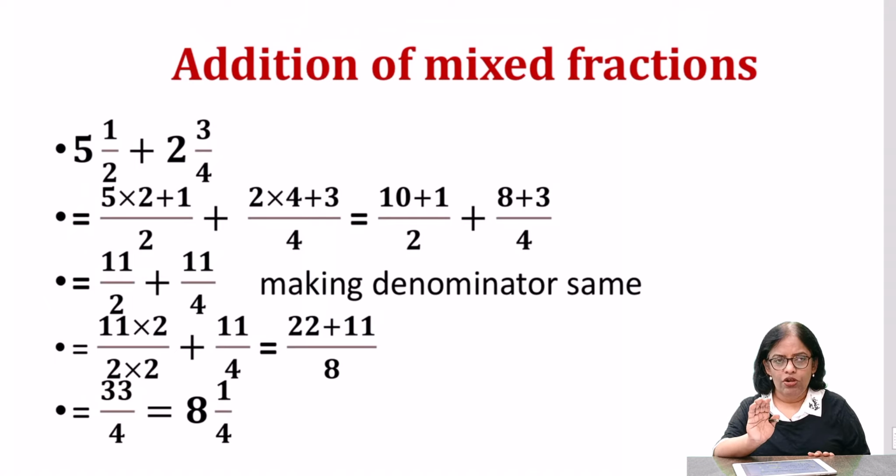You have also already understood that 5 multiplied by the denominator, that is 2, plus the numerator, with 1 upon 2 as it is as the denominator. Then the same method for the other fraction, that is 2 multiplied by 4 plus the numerator, and again the denominator as it is. So I get the fraction as what? 11 upon 2 plus 11 upon 4.